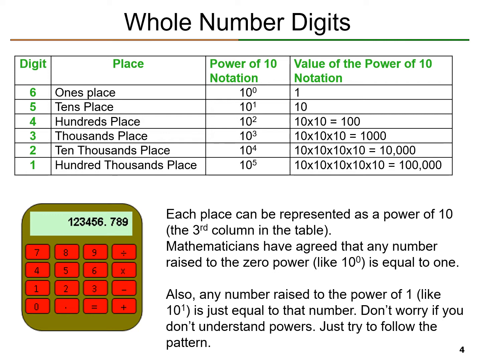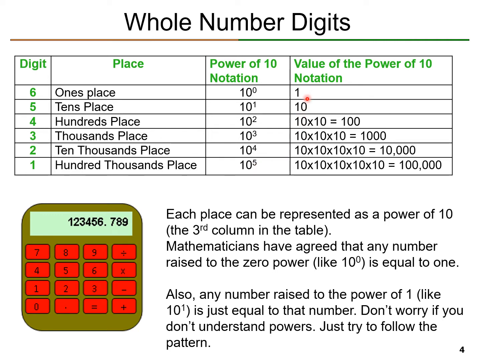For 10,000, we have 4 zeros. 1, 2, 3, 4. So that means we put a 4 for the exponent. 10 to the power 4. For 100,000, for the 100,000s place, we have 1, 2, 3, 4, 5 zeros. So the power or the exponent would be 5, 10 to the power 5.